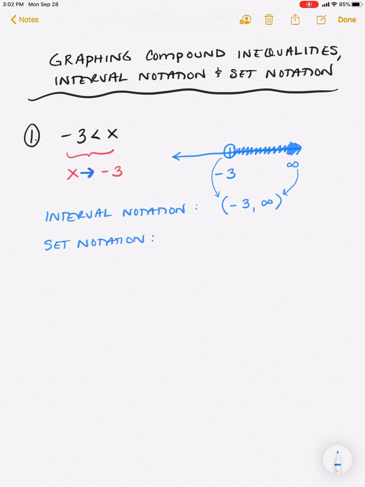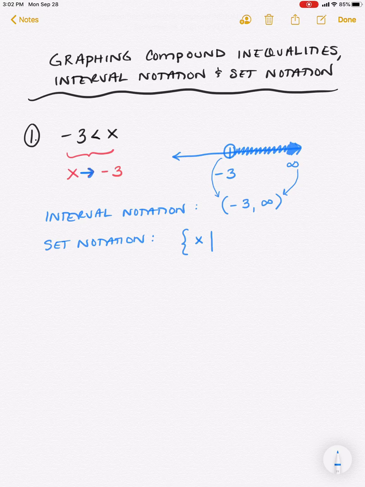There's one more notation that we talked about in class, and that is set notation. And so what set notation does is you use this symbol. You've probably seen it before. It looks like a brace. And we're going to say that x is the variable in the solution set, and we make a line to almost divide the variable from the solution.